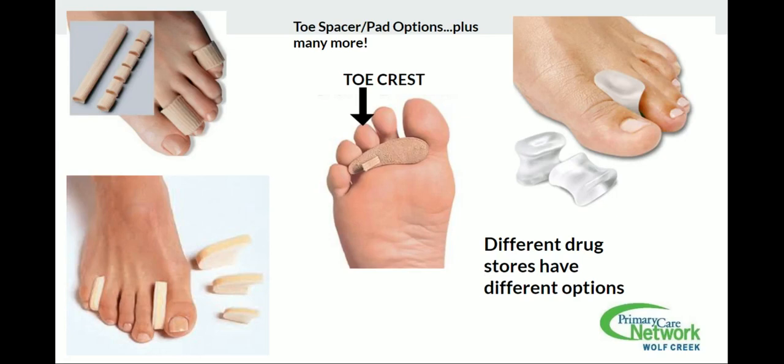On this page, we have some different options of toe spacers, different pad options, and there are so many more. You can find these in the different drugstores, okay? These are just some of the common ones that I see as a foot care nurse that do help with corns and calluses, okay? The one in the middle is called a toe crest, and that one's good for hammer toes, calluses on the tips of the toes, and the metatarsal pads there. There's also little silicone ones that are good for people that have bunions and their toes are rubbing together.